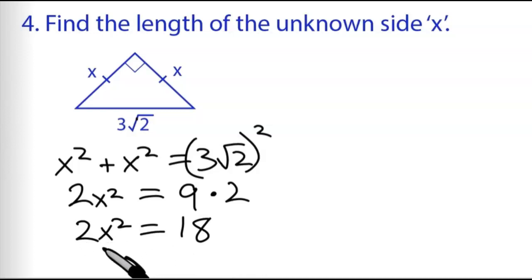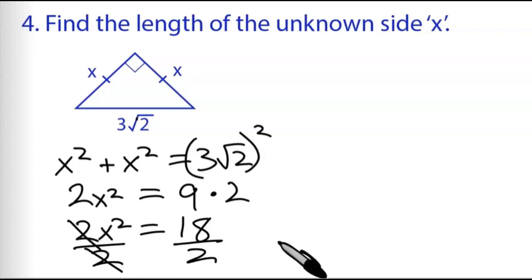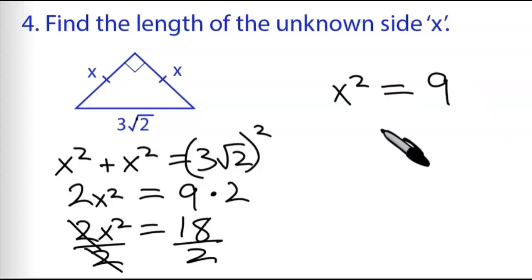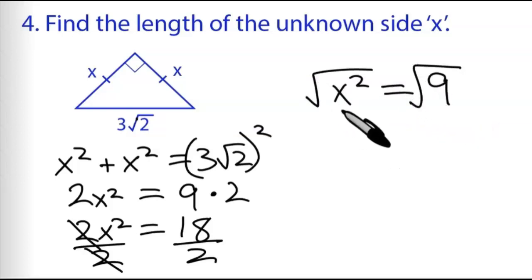So to get x all by itself, we need to divide both sides by 2. So I'll do that to both sides, and then we'll write the result over here. So 2x squared divided by 2, the 2's cancel out, and that leaves us with x squared equals, then 18 divided by 2 equals 9. So we have x squared equals 9, and we need to take the square root of both sides. The square root of x squared is x, and the square root of 9 is 3. So in this case, the length of sides A and B, both these sides that are labeled x, is 3.